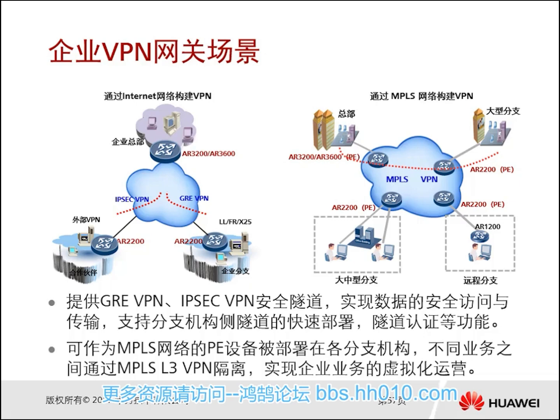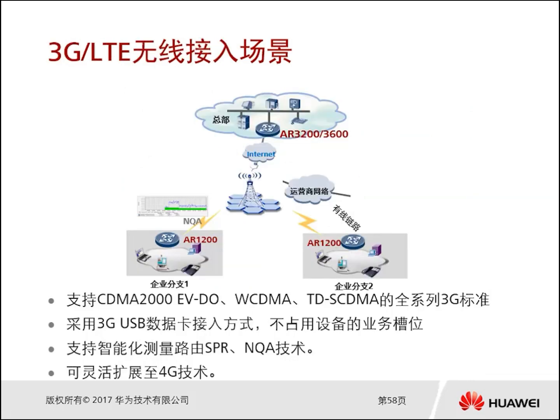So previously I mentioned this MPLS L3 VPN. He can also achieve the flexible deployment of my VPN service. Fast forwarding for secure transmission, realizing the virtualization operation of enterprise business. This is also a relatively important one. He serves as a scenario of a VPN gateway. And then finally, let's take a look at the last one, a scenario of 3G LTE wireless access.